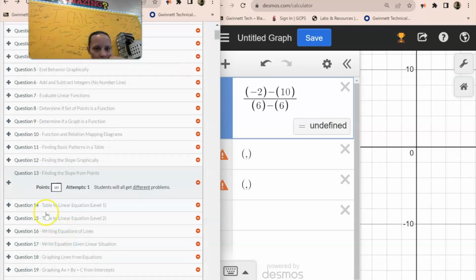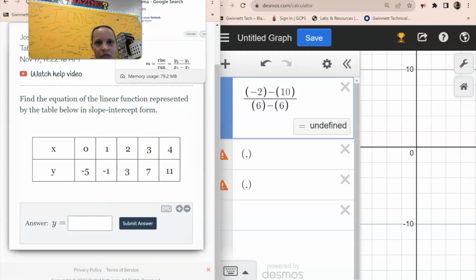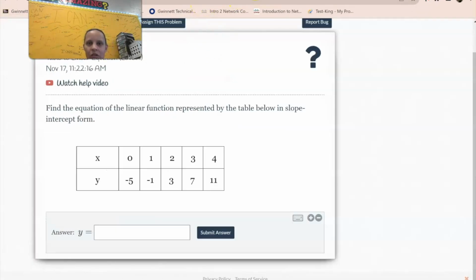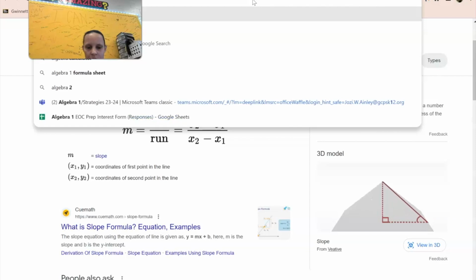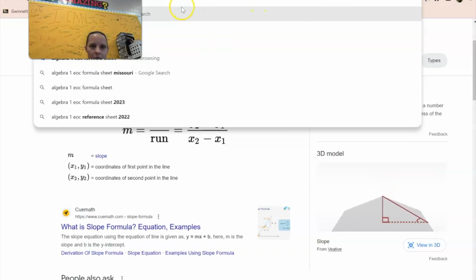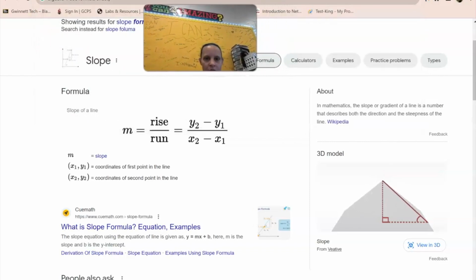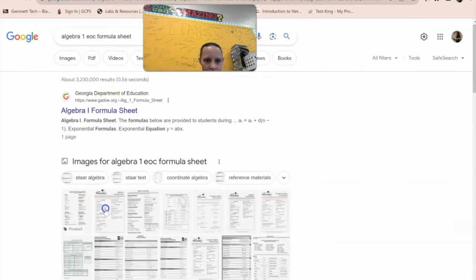All right, we're going to move on to table to linear equation level 1. Table to linear equation. It's very important that you know what a linear equation looks like. And again, this is right in your formula sheet. In fact, I'm actually going to Google your formula sheet. So Algebra 1 EOC formula sheet. Just so that we are actually talking about the exact same thing. So you have this, of course, when you're taking your tests.